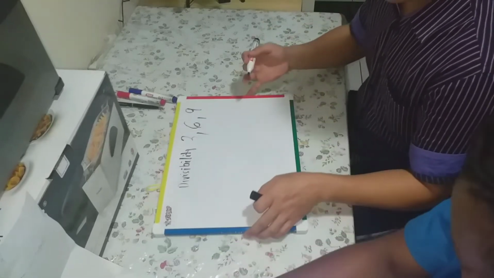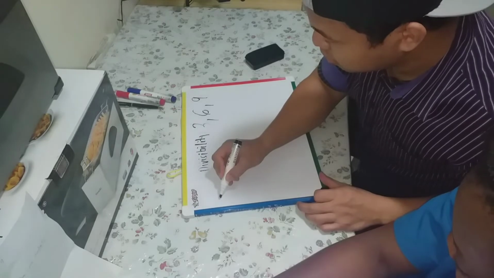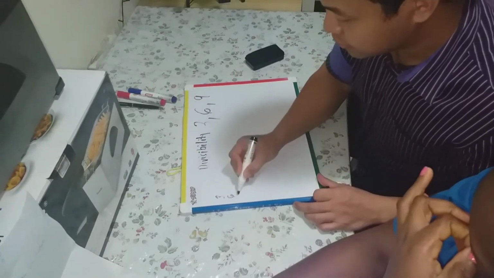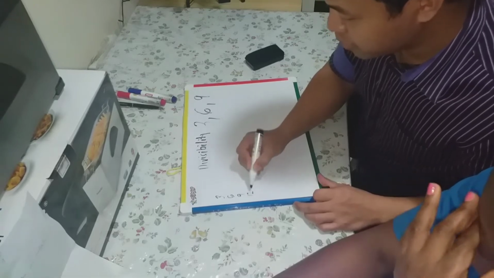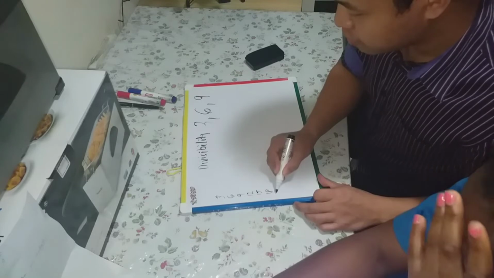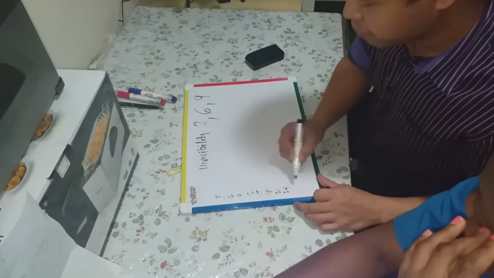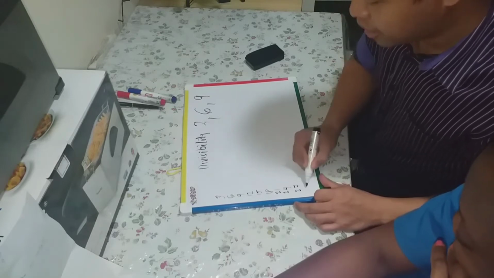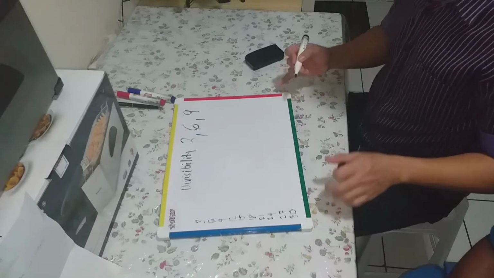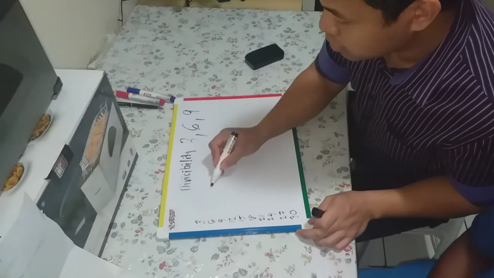Do you remember the skip counting by 3? We will write it here. So we have 3, 6, 9, 12, 15, 18. What next? 21, 24, 27, and 30. Right? Okay, so I will give you an example.